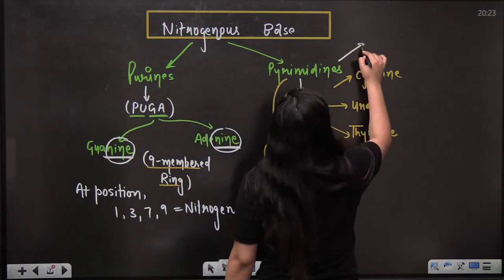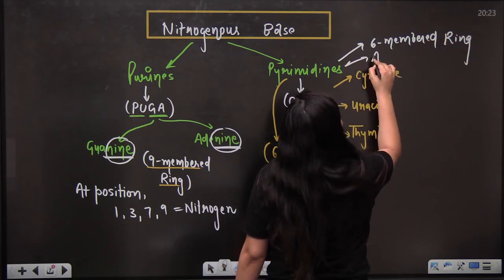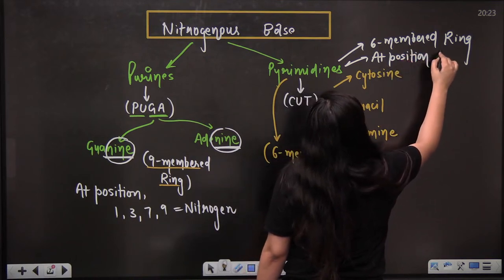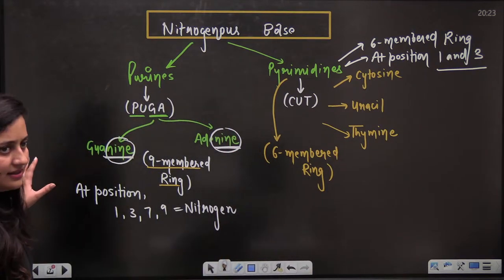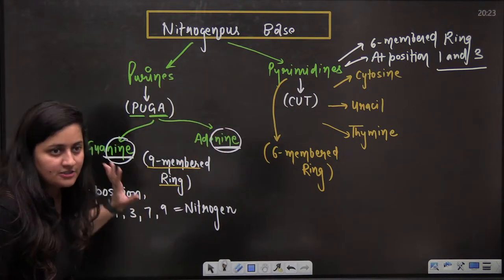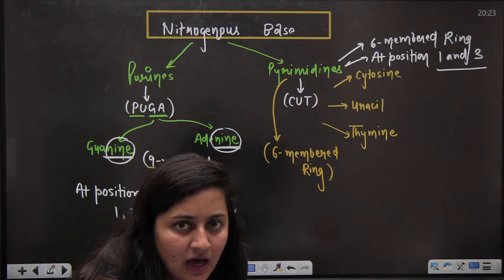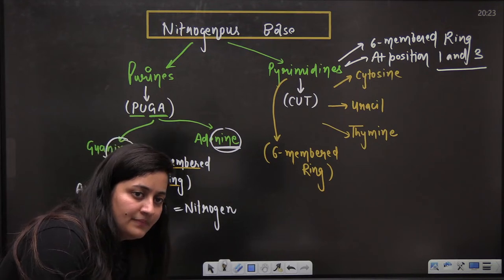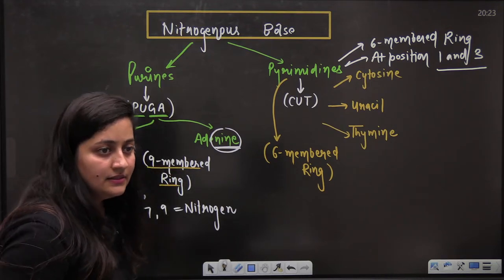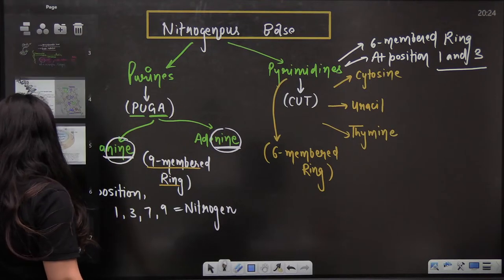Now, when you talk about the pyrimidine, it's a 6-membered ring. At positions 1 and 3, you will get the nitrogen. So this is about the nitrogenous bases. Firstly, tell me, are you able to remember it? Are you guys sure? Okay, it's 1, 3, 7, 9 for purines, and 1 and 3 for pyrimidines. Done, bachche?